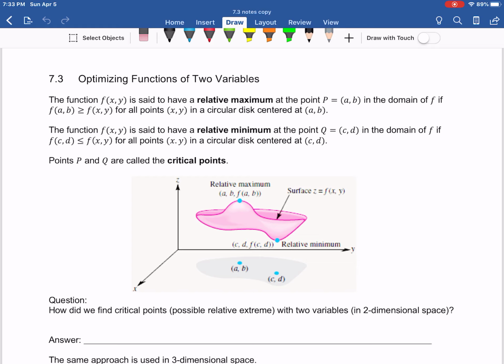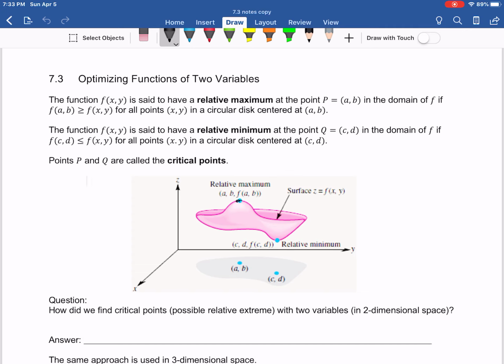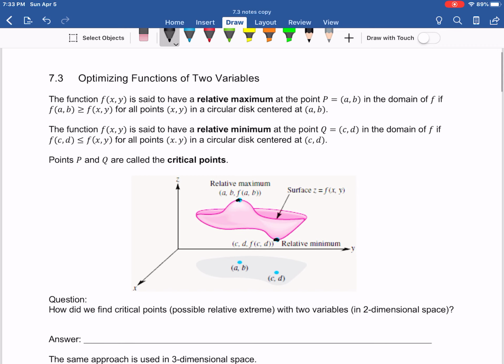The points P and Q, like I said, are going to be called the critical points. And so the picture you see is a graph in three-dimensional space. It's a function f in terms of x and y. The relative maximum is labeled at the topmost section of the graph, and the relative minimum is at the bottom part of the graph. And you can see that the relative maximum is the highest of anywhere near that particular location, and the same with the relative minimum. It's the lowest point in that particular region of the graph.